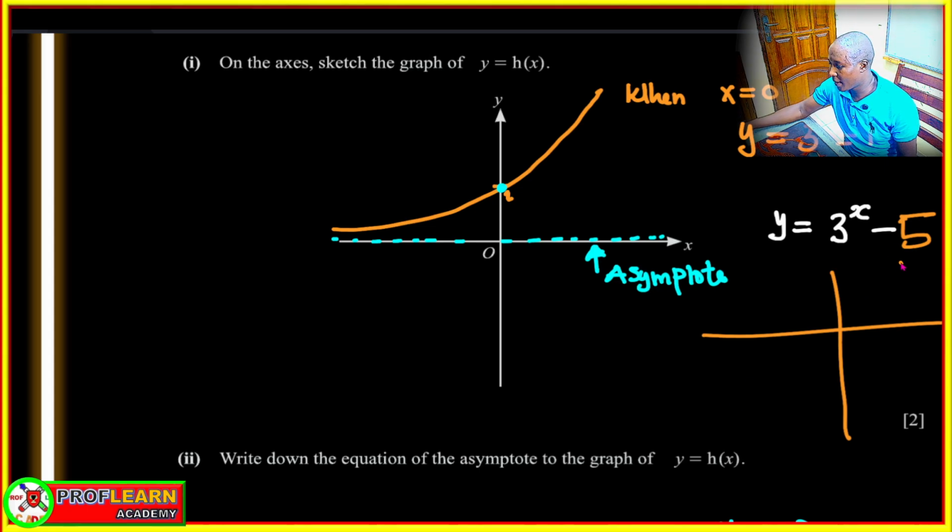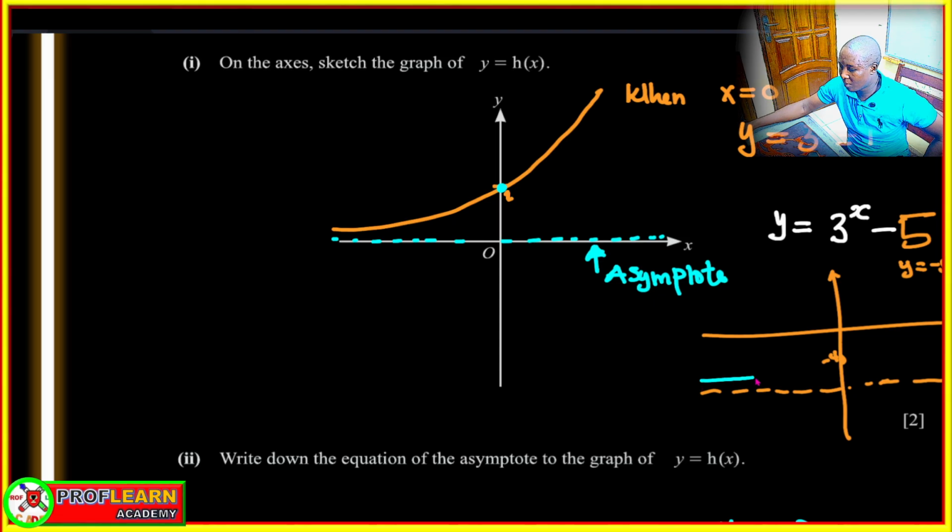This is y equals -5, meaning the asymptote will be down here. Then we need to check where the line is going to cut the y-axis. It cuts where x is 0, so it's going to be 1 minus 5, which is -4. It cuts at -4, and then your graph is going to be increasing like that.